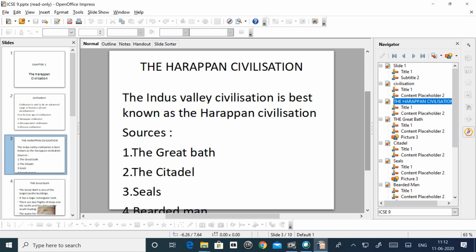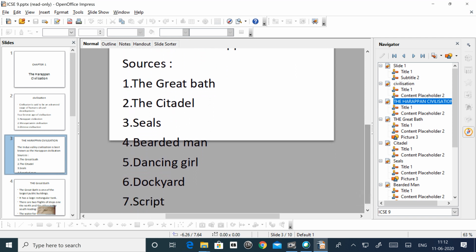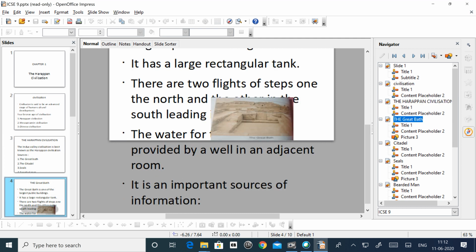Then we want to know the important features related to Harappan civilization. So many sources are there. The first one, Great Bath. Second one, Citadel. Third one, Seals. Fourth one, Bearded Man. Fifth one, Dancing Girl. Sixth one, Dockyard. And last one, Script. Then first one, Great Bath.